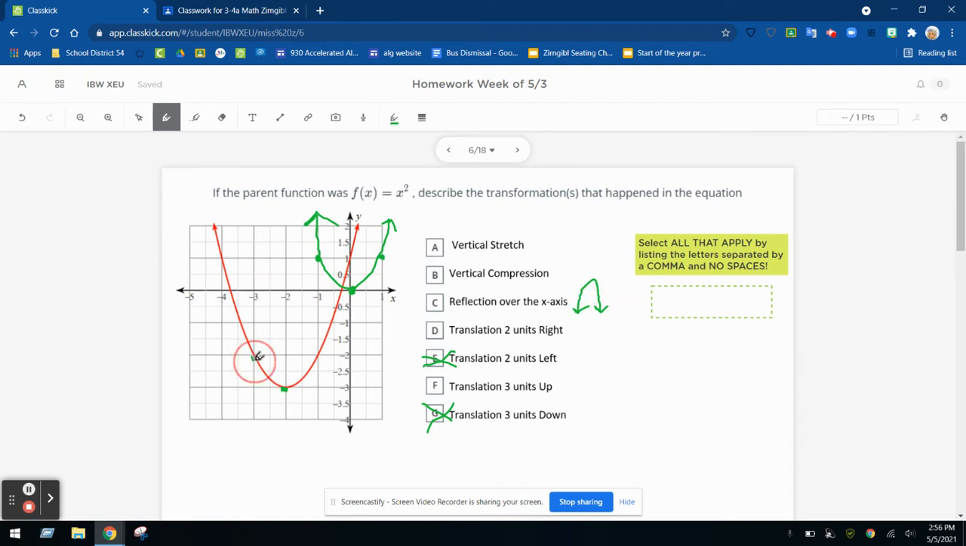And the stretch and the compression, well, let's look at these 2 points. They are 2 spaces away from each other, just like the original parent function points are 2 spaces away from each other. So it didn't compress, it didn't get stretched, it just translated left 2 and down 3. So I'm going to say E and G.